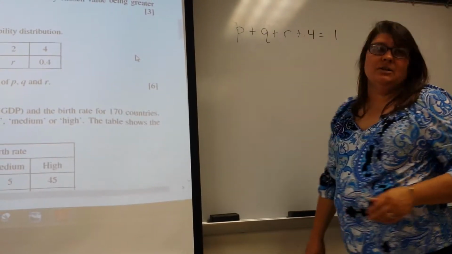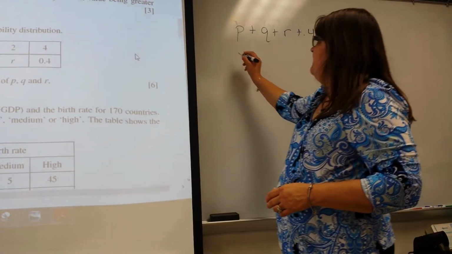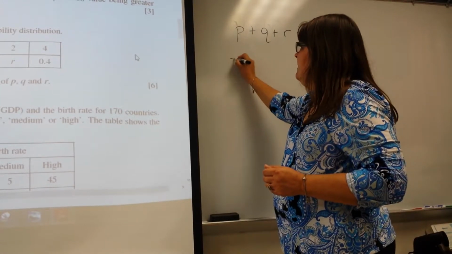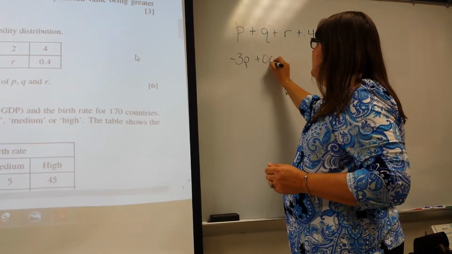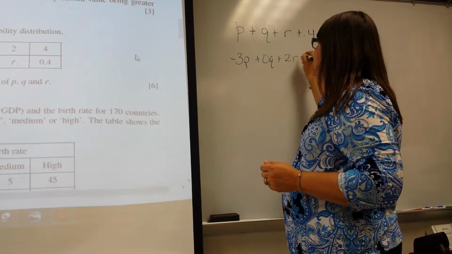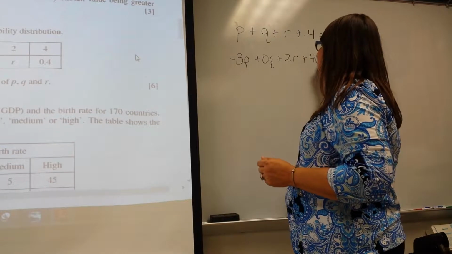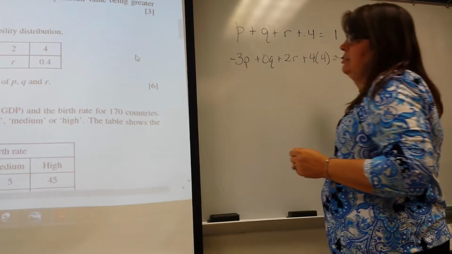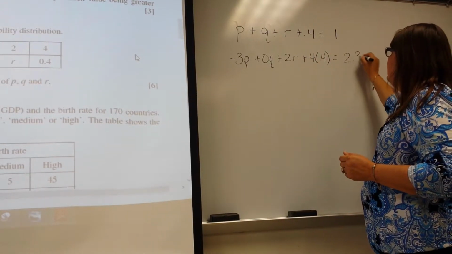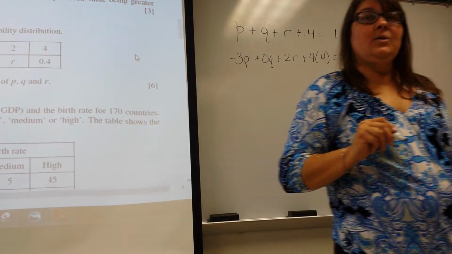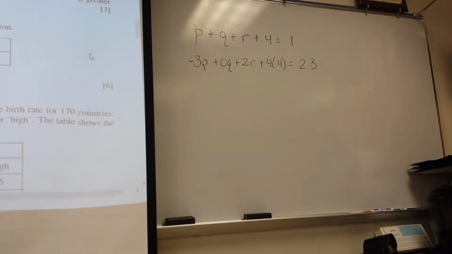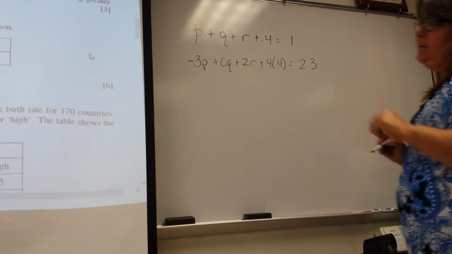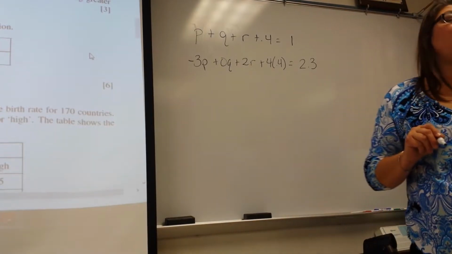All right, what's the next equation going to be? Negative 3P plus 0Q plus 2R plus 4 times 0.4, not 0.04, equals 2.3, because they gave you the expected value. Is everybody cool with that? Jake got that next one, but I want to make sure everybody else did as well. What's the next one tell me to do? Do you have to write the 0Q? No, we'll clean it up.